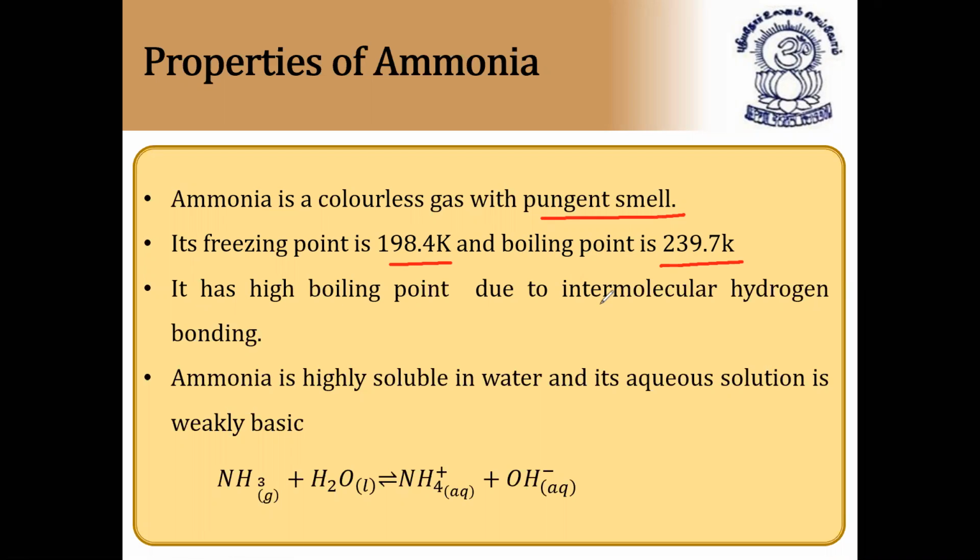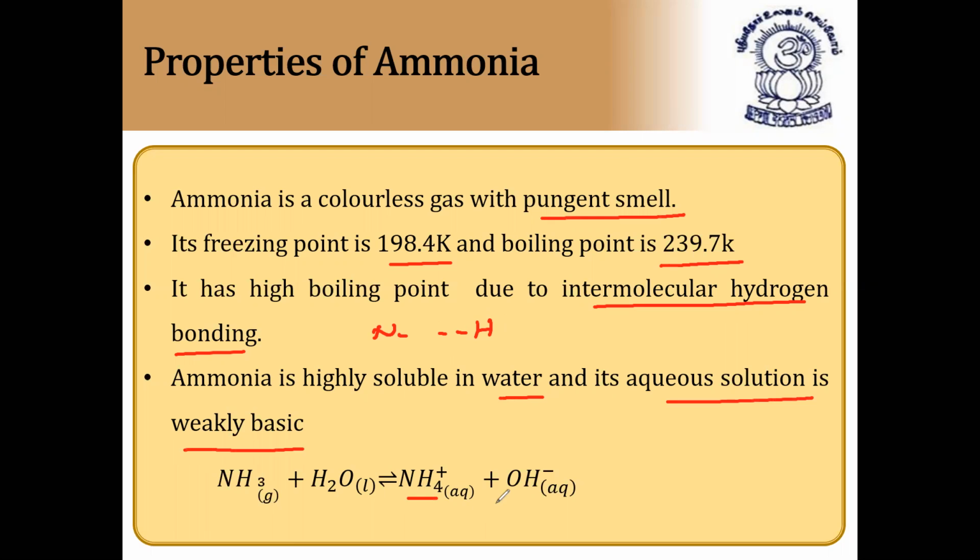It has a high boiling point due to intermolecular hydrogen bonding. Actually, it is low when compared to normal substances, because it is less than 0 degrees, as 273 kelvins is 0 degrees. But within gases, it has a high boiling point due to intermolecular hydrogen bonding, because hydrogen has bonding with nitrogen. This is called intermolecular hydrogen bonding. Ammonia is highly soluble in water, and its aqueous solution is weakly basic.